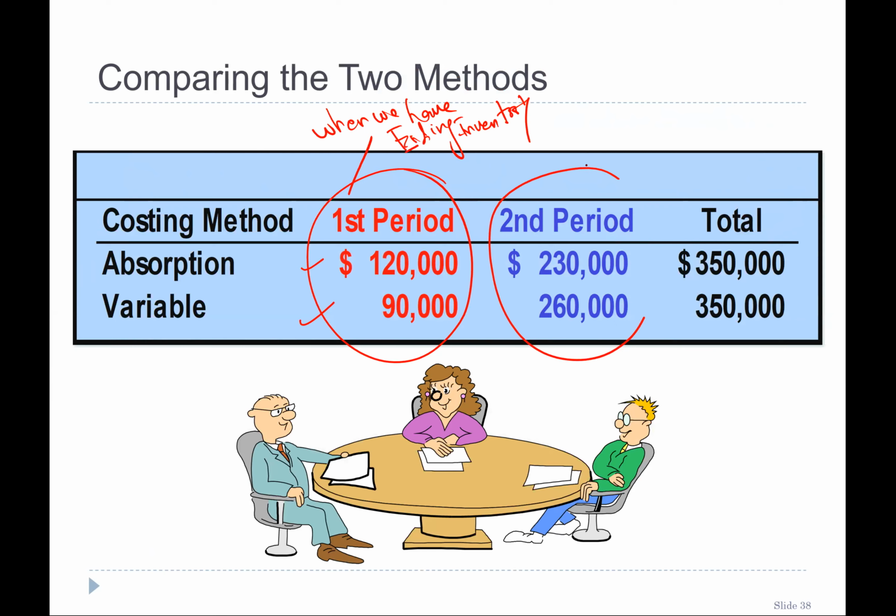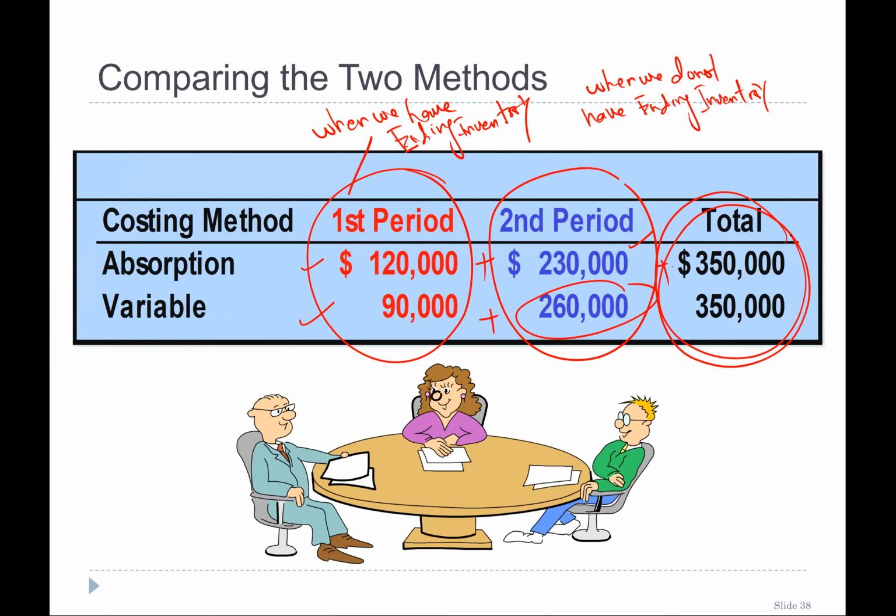In the second period, when we do not have ending inventory, our absorption costing income is less than our variable costing. And if you add both periods' income, it remains the same, 350,000, 350,000.